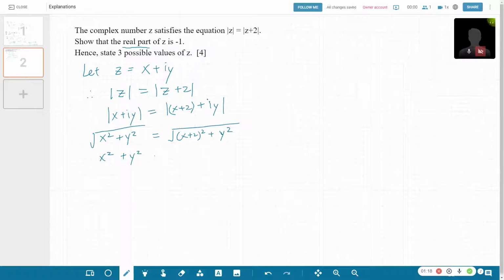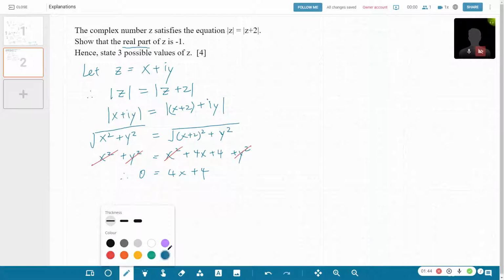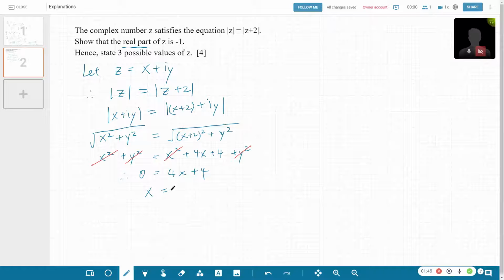x squared plus y squared equals x squared plus 4x plus 4 plus y squared. Realize that you can cancel out the x squared and the y squared. So therefore 0 equals 4x plus 4. What we are doing is cancelling out the x squared and y squared. So from here, you can get x equals -1, shown.